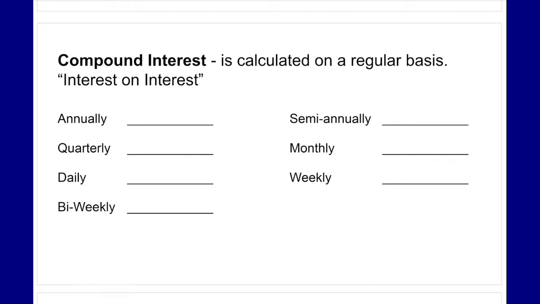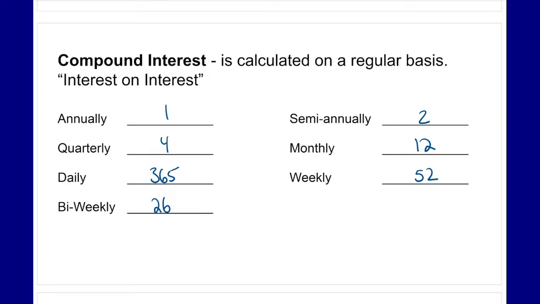When we look at compound interest, because it is on a regular basis, on what we call compounding periods, we want to understand what the different compounding periods represent. In this case, if it's compounded annually, it would be once a year. Semi-annually is twice a year. Quarterly is 4 times a year. Monthly, 12. Daily, 365. Weekly is 52. And bi-weekly, or every other week, is 26. So those are what the compounding periods are.